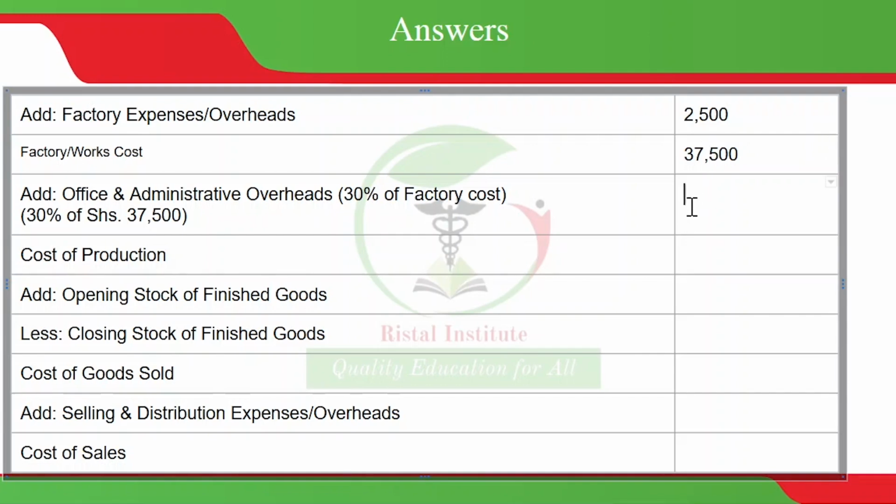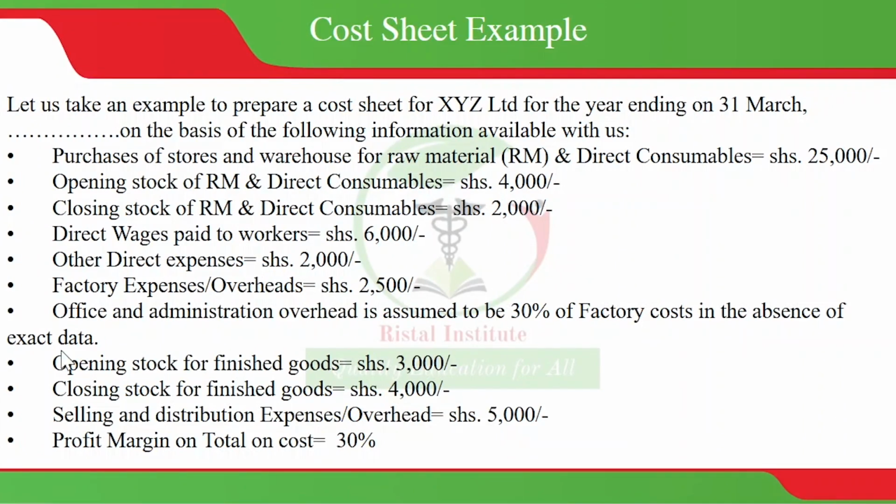Then we add the office and administrative overheads. So we come to our question. Do we have office and administrative overheads? They have not given us the figure, but they are telling us that it is assumed to be 30% of factory cost in the absence of the exact data.